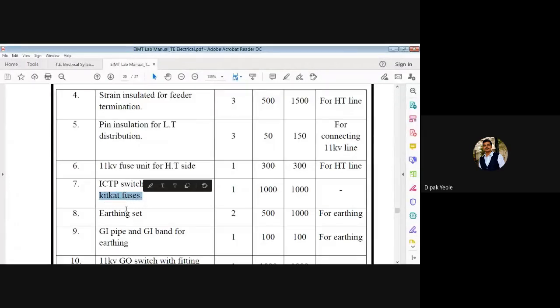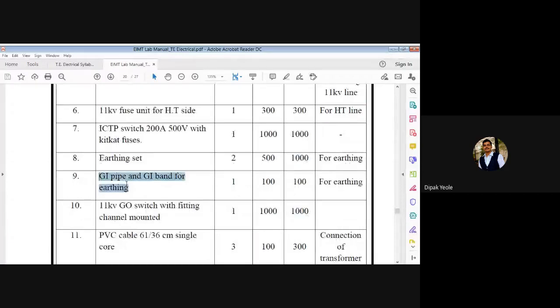Now we need the earthing set of 500 rupees. We need the two quantities, so it is 1000. The 9th point is GI pipe and GI band for earthing. In the previous day's class, I told you what is GI. GI is nothing but it is a galvanized iron. So it is a best material for the purpose of earthing. तुम्हाला बऱ्याच वेळा क्वेश्चन विचारतात की which material is used for earthing wire or earth wire? The answer is GI, galvanized iron.